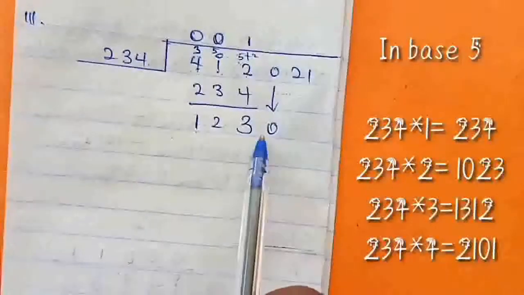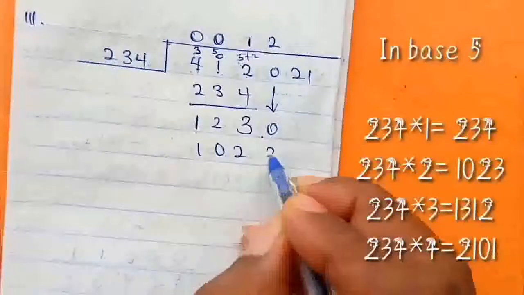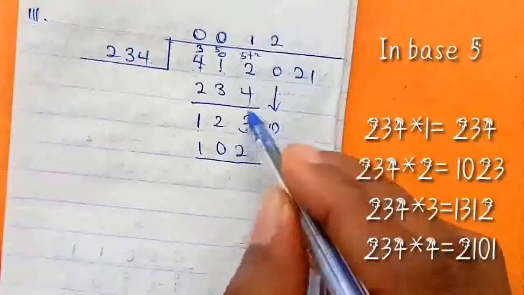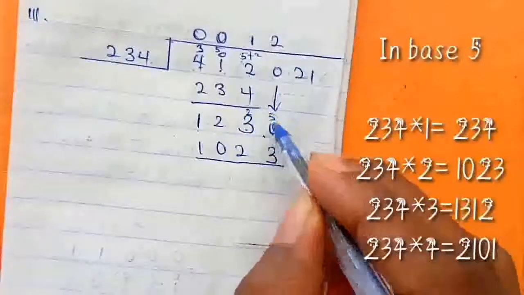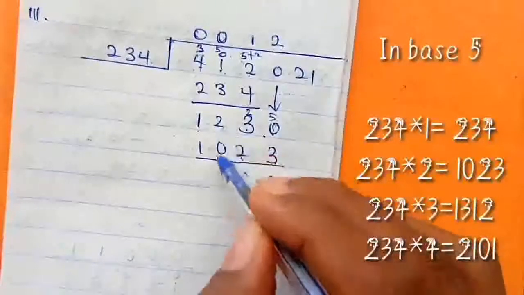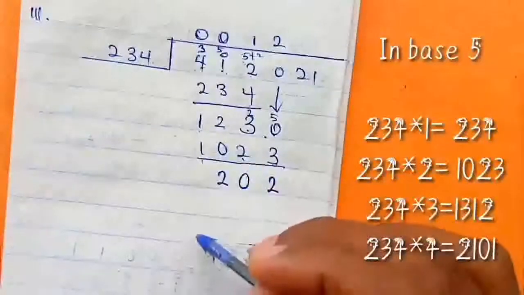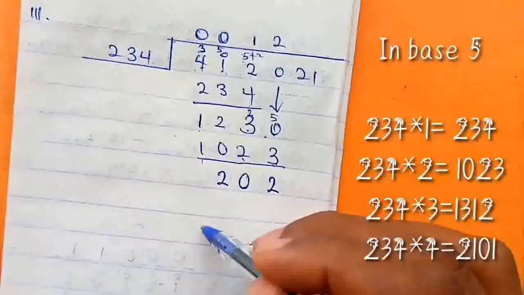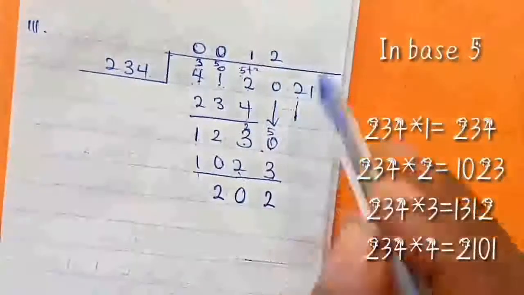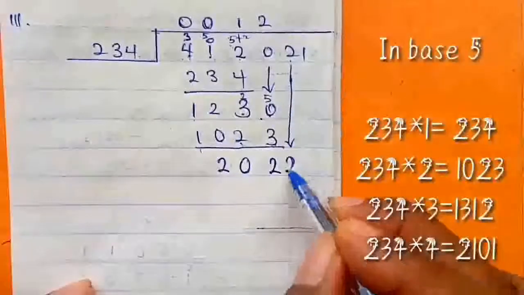Now, 2, 3, 4 divided by this will give us 2. 2 times 2, 3, 4 will give us 1, 0, 2, 3. From subtraction, 0 minus 3 will not work. Pick up 1 from this, remains 2. Here is 5. 5 minus 3 will give us 2. 2 minus 2 will give us 0. And 2 minus 0 will give us 2 here. And 1 minus 1 is 0. Here we go again. Bring down this value. We will have 2.